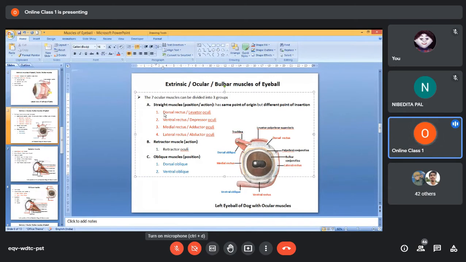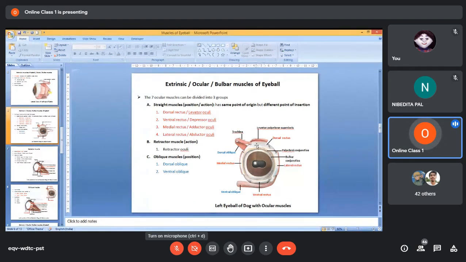Now, this is the dorsal rectus. The levator palpebrae superioris is a muscle of the eyelid. It is shown here, but it is not an extrinsic muscle of the eyeball; rather, it is a palpebral muscle. So here you see the dorsal rectus. My cursor is on its aponeurotic point of insertion.